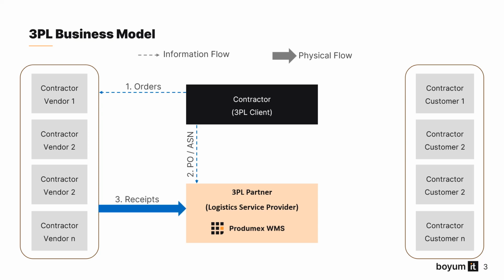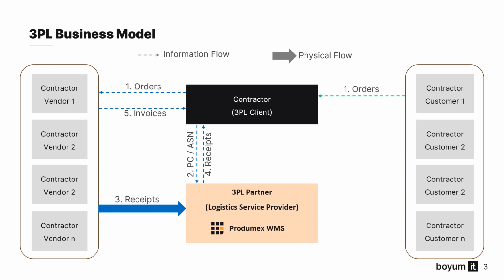After a variable period of time, the goods are physically received at the 3PL facility. Almost in the meantime, the inbound details are sent to the contractor to let him know what has been received by the 3PL. The final step of the procurement process will be the transfer of the AP invoice from the vendor to the contractor directly, as he is the owner of the stock at the end.